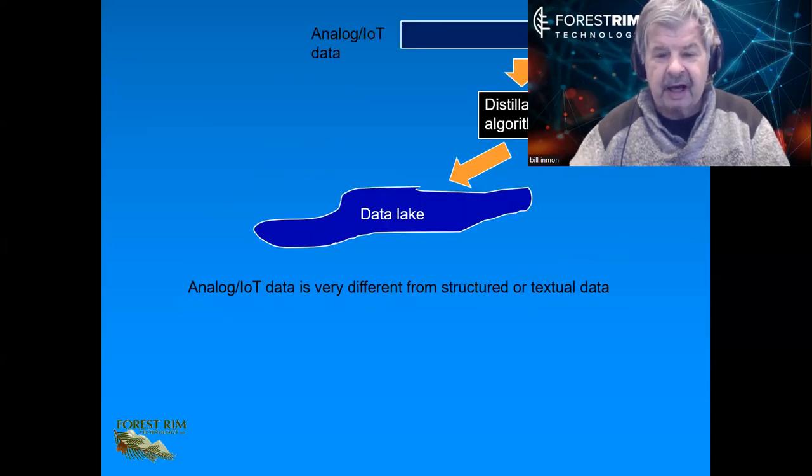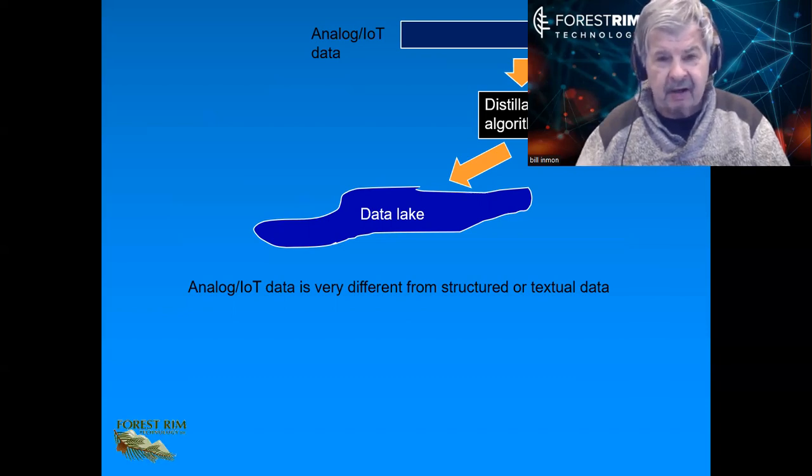The third kind of processing we've got to do is processing in a data lake. And the processing in a data lake is very different from the kind of processing that we do when we are working with textual data or structured data. So let's talk about what needs to go into the data lake when it comes to our analog IoT data.